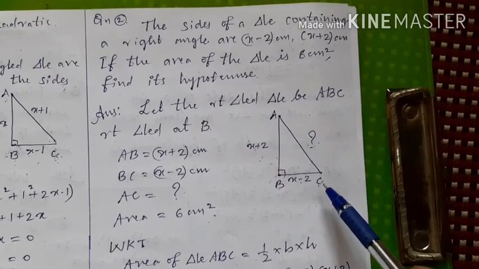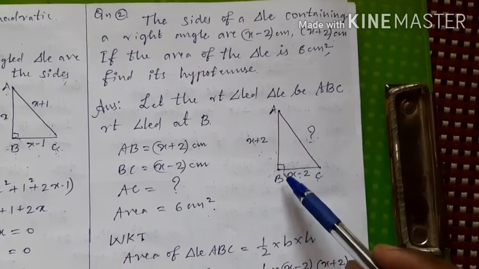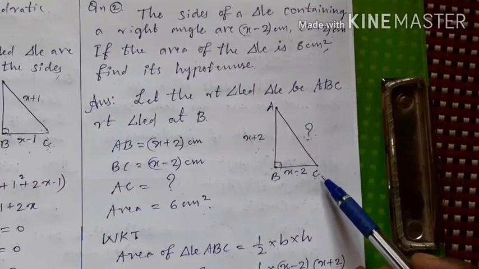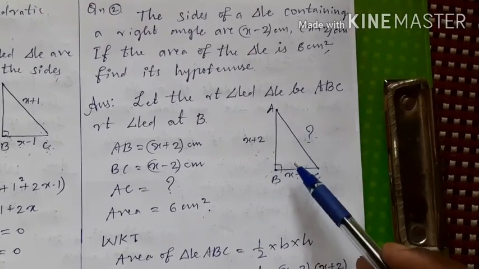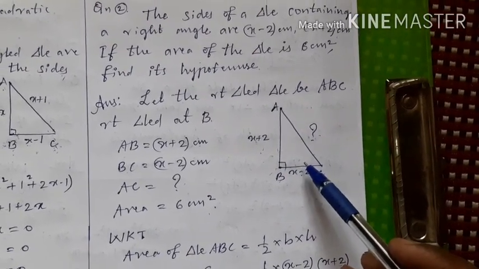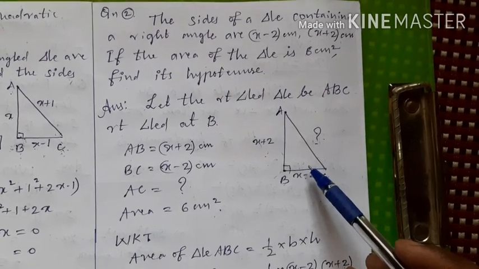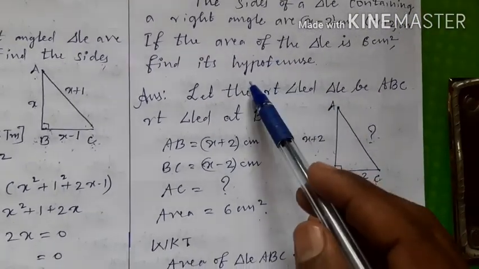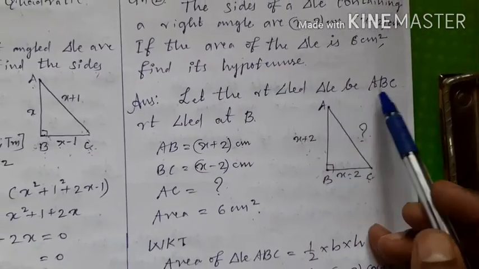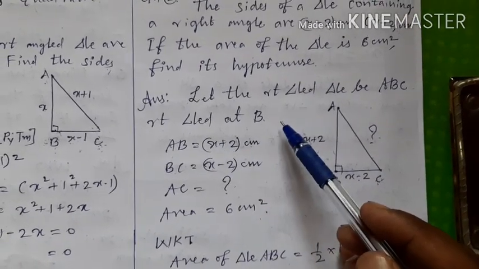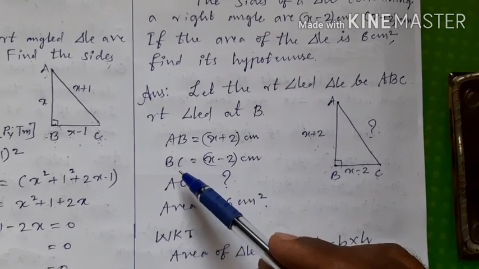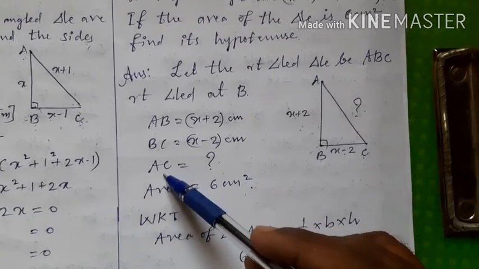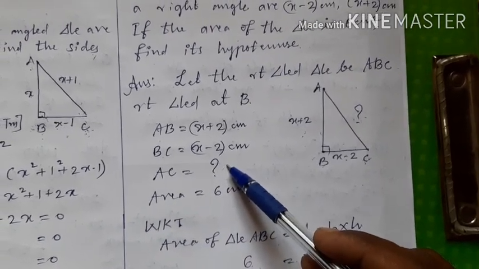But hypotenuse AC is not related to this. But we should find the length of hypotenuse in this triangle. But they have given the area of this right angle triangle ABC. So let us make use of the given data and find the length of hypotenuse AC. Okay, see here. Let the right angle triangle be ABC, right angled at B. And here AB is x plus 2 centimeter and BC is x minus 2 centimeter. And area of the triangle is 6 centimeter square. And AC is equal to hypotenuse. And what is the length of the hypotenuse?